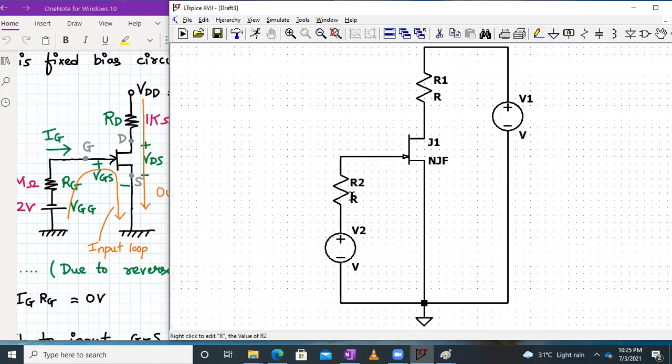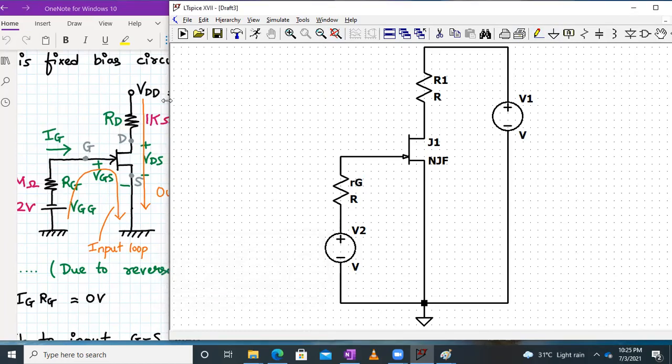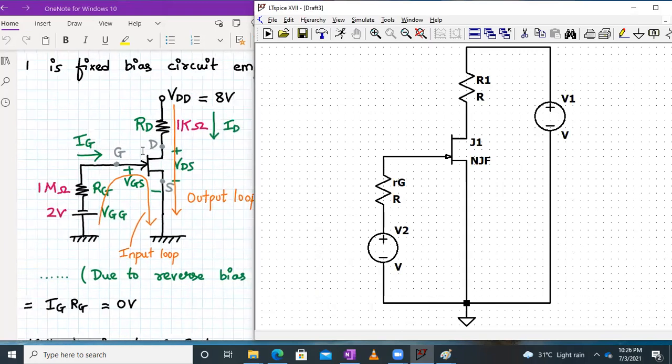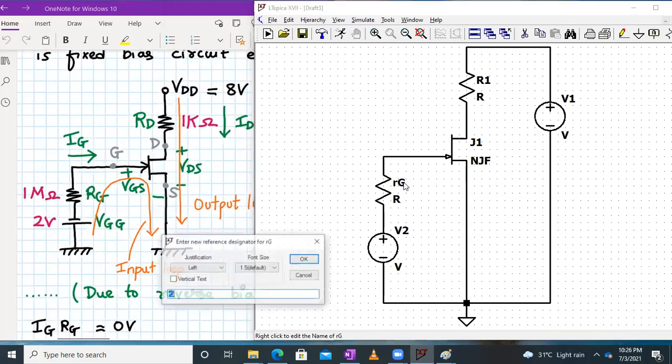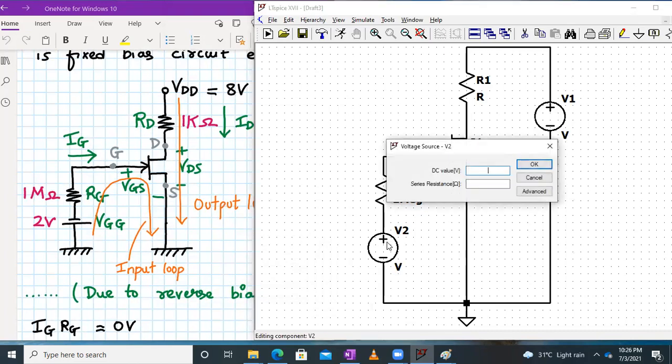So I will right click over here and call this RG. Okay, so let me just expand this out. This will be RG, and the value of RG is 1 mega. Remember how to write 1 mega: capital M, E, G. So this is the way. You cannot write 1 M. It will take it as milli. So if you want to write 1 mega, we have to write 1 MEG in SPICE. So here I'll right click and give the value as 2 volt.